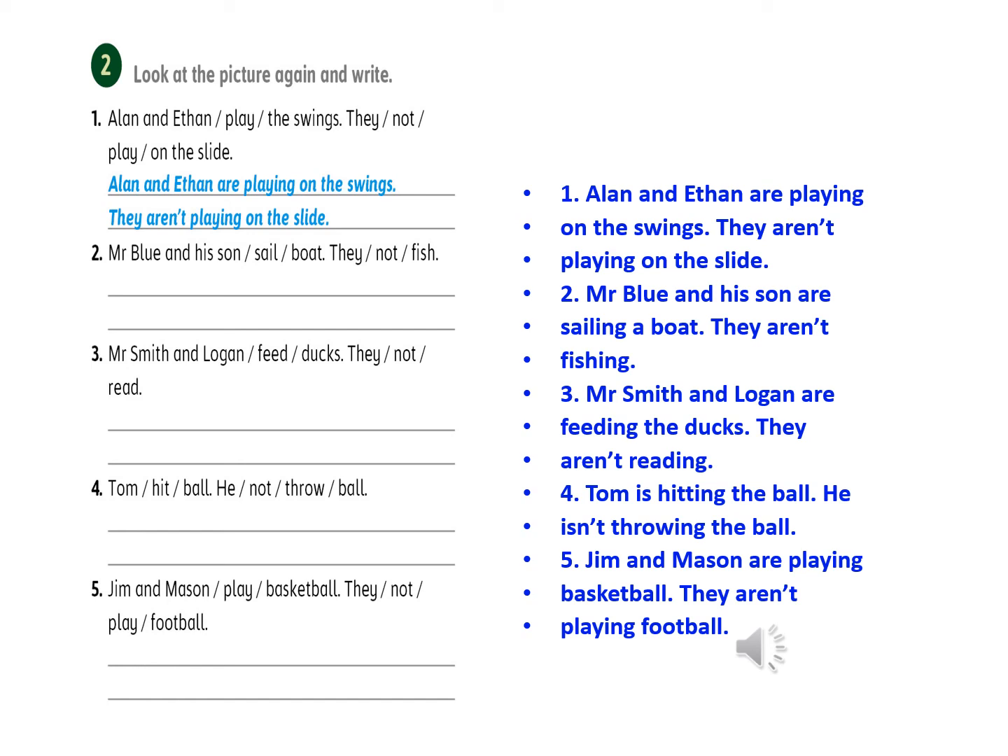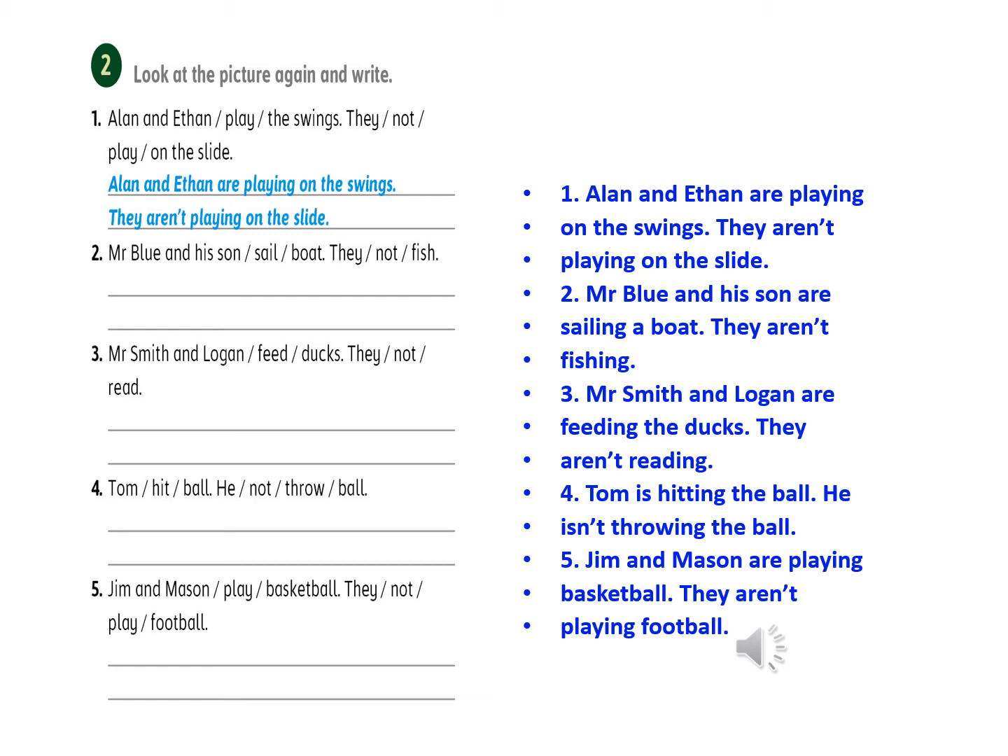This is the affirmative form. They aren't playing on the slide. Here we use the negative form of the present progressive. They aren't, we use aren't. Aren't stands for are not, and we use the ending ing. We add the ending ing to the verb play.